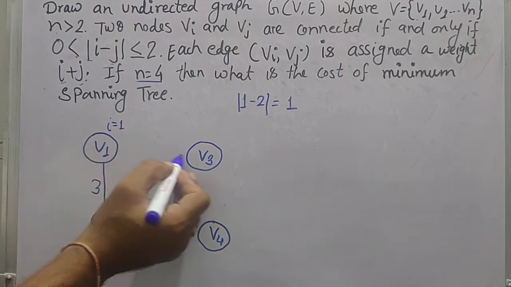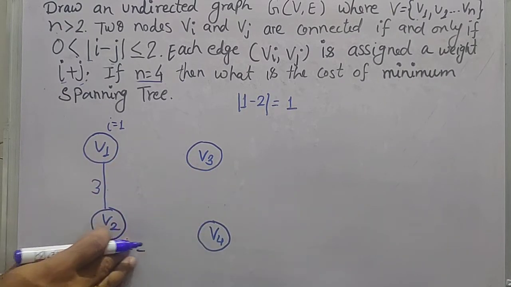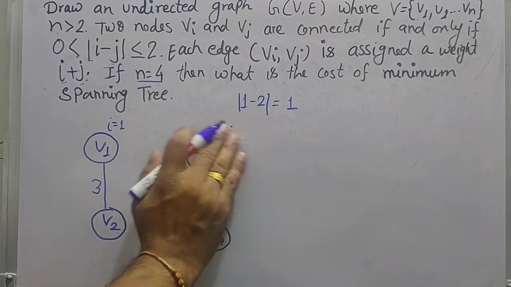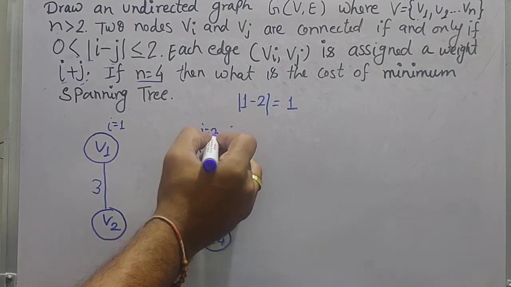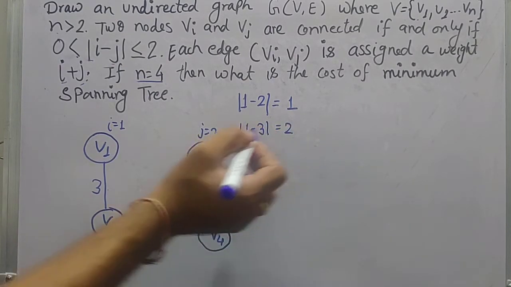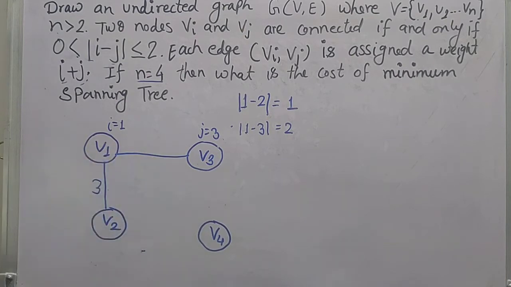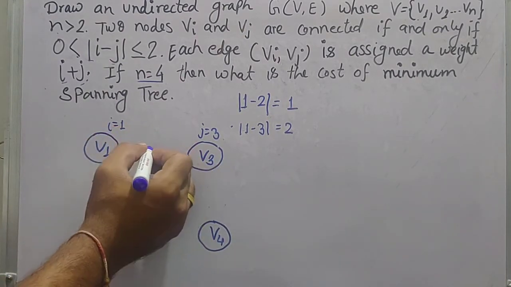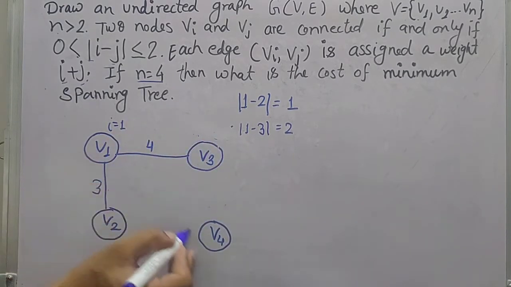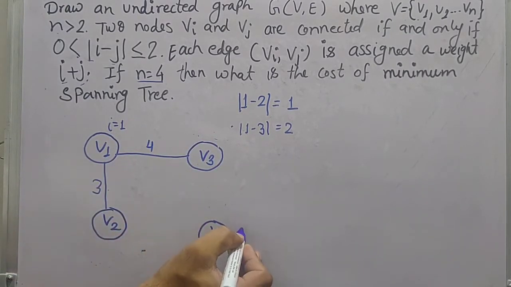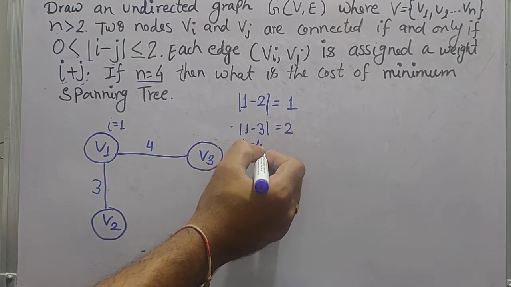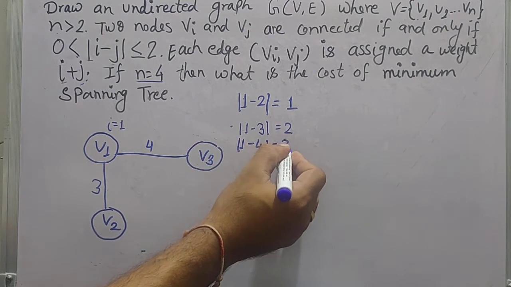Now check the possibility of this edge. j will be 3 here, so check the difference: 1 minus 3, so the difference is 2. This edge will also exist and the weight of this will be 1 plus 3, that is 4. Now check the existence of this one. j will be 4 here, difference 1 minus 4, absolute value, and what is the difference? 3.